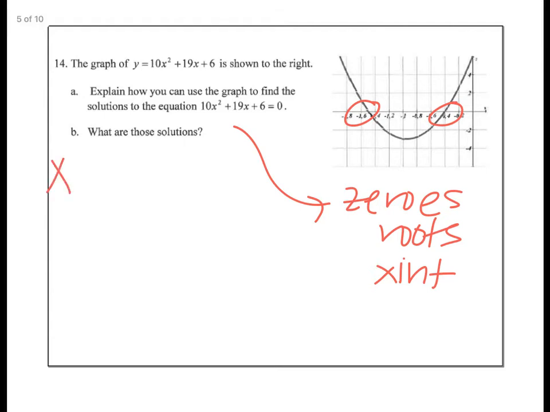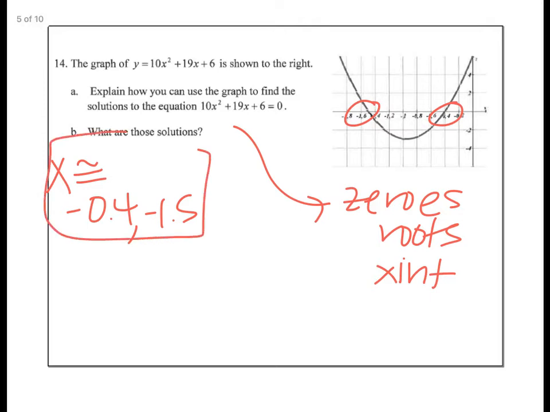So here, x would be about, I think I said, -0.4 and -1.5. And those would be my solutions. So I'm just looking for the x-intercepts. Now if, for example, I had a graph that was up here and it doesn't cross my x-axis, that would be an example of one that has no solutions, which is possible.